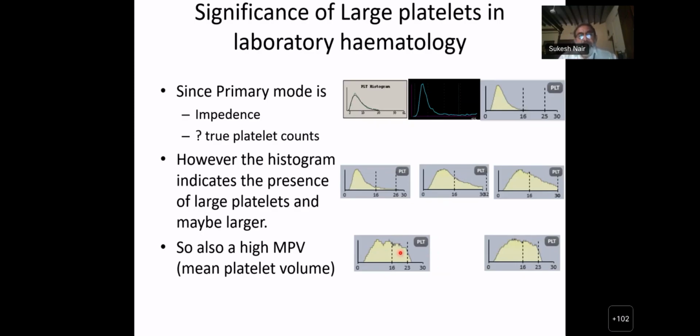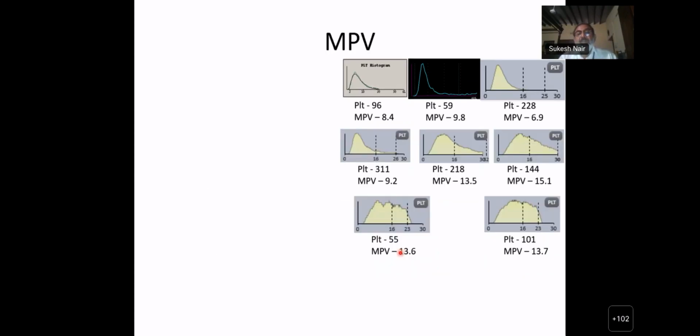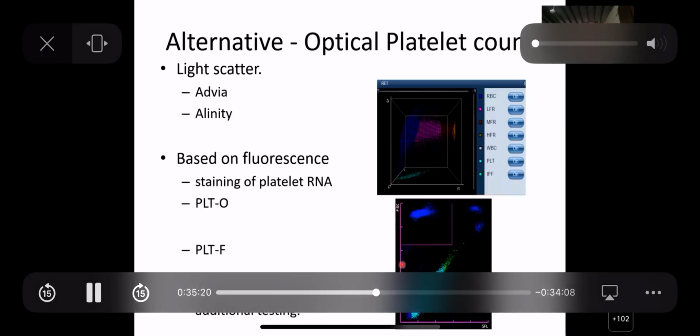So can we say that MPV can indicate platelet size or platelet morphology? Let's look at it. This is MPV on normal people, and this is MPV on these people. You can see that MPV is becoming higher as the large platelets increase, much higher when the large platelets are more. But when it comes to giant platelets, MPV fails to reflect the presence of platelets which are really large. So is there an alternative?